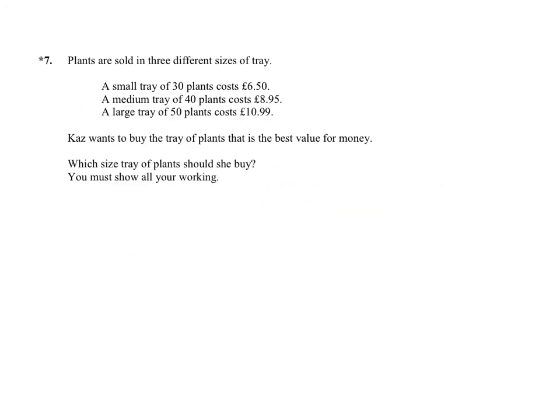Now this was a bit of a tricky question. A lot of people got 3 out of 4 marks here, but not the right final answer. I think probably the best way to do this, if we're working out how much each plant costs, so we're going to do the price per plant. So how much money it costs in pounds divided by how many plants.